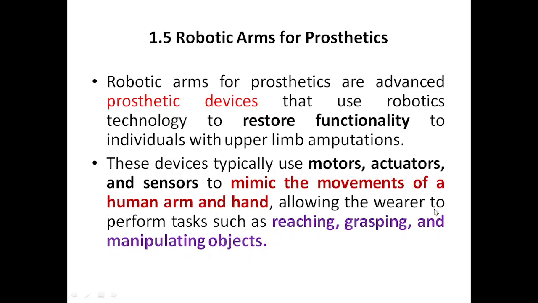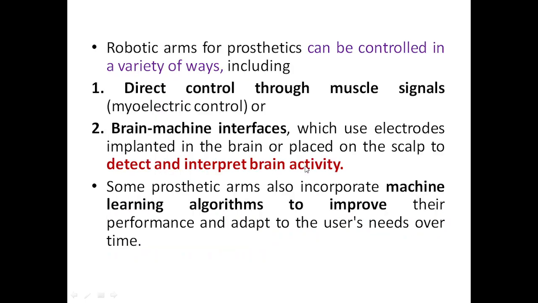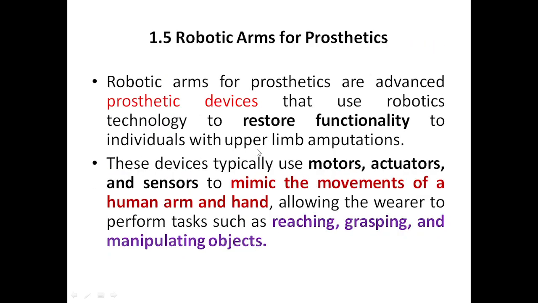This allows the wearer to perform tasks such as reaching, grasping and manipulating objects. You can reach and grasp a particular thing, you can hold it and you can manipulate objects. So these are the functions of the robotic arm, which should act as a normal arm: reaching, grasping and manipulating objects. So I hope you understood. I'll just explain briefly in Kannada.